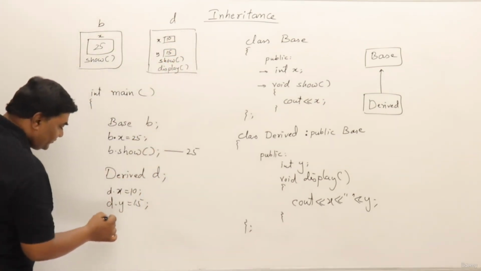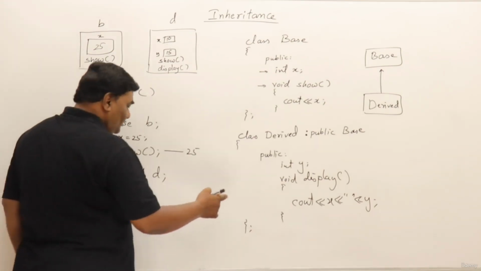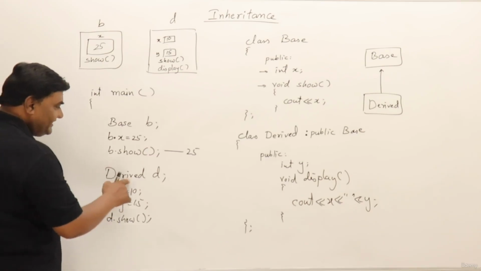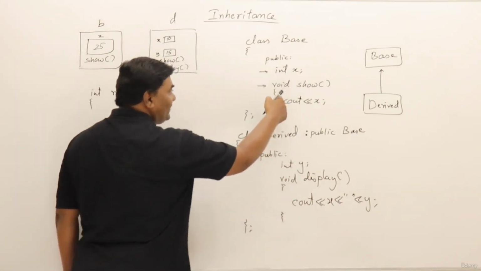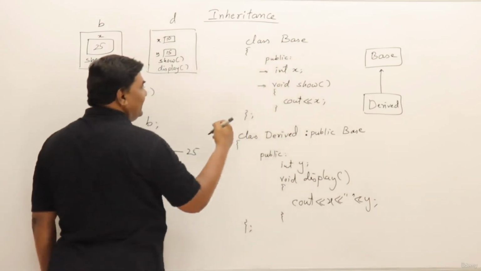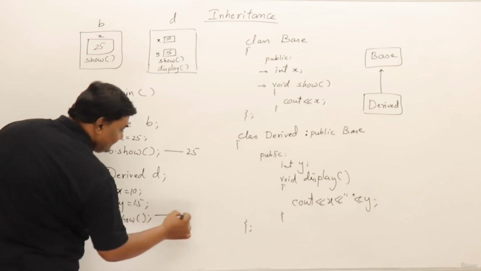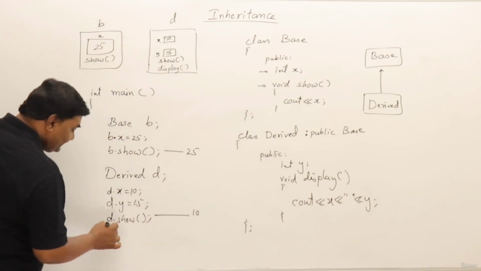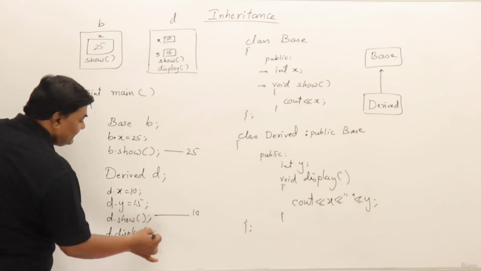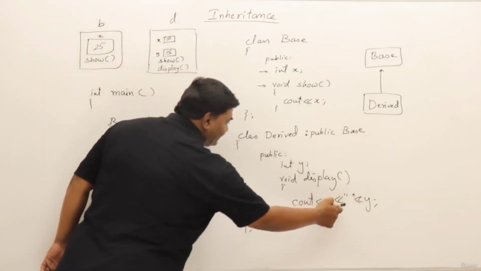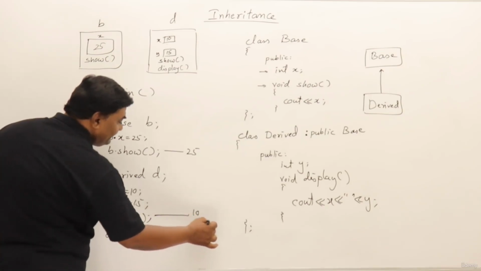Can I call this function show? d dot show, what will it display? Which function will be called? See, I am saying d dot show. d is an object of derived class, but show is not there. Show is present here. So this will be called, and it displays the value of x. So this x will be called upon that d. So it will display 10. Then if I say d dot display, it will display these two values, x and y. So x is 10 and y is 15. So the output will be 10 and 15.